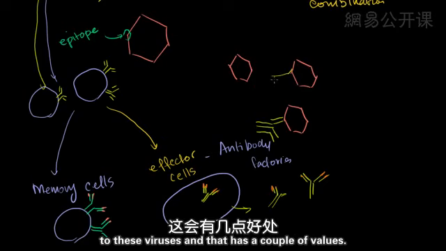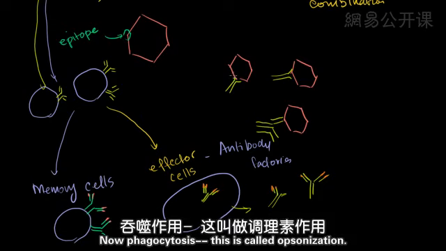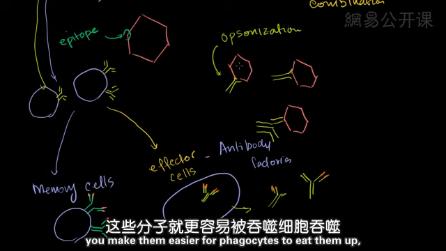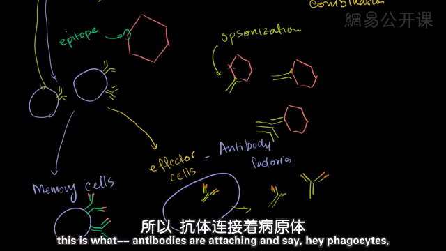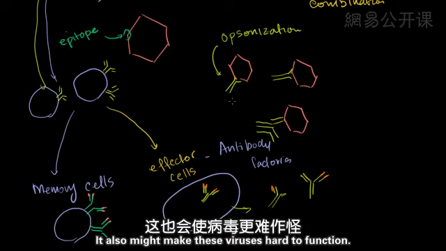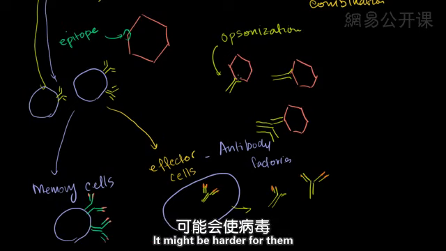I'll just draw them like that. I don't want to spend too much time drawing them. But that has a couple of values to it. One is it essentially tags them for pickup. Now, phagocytosis, this is called opsonization. When you tag molecules for pickup and you make them easier for phagocytes to eat up, this is just called opsonization. These molecules are called opsonins. Essentially the antibodies attach to them and say, hey, phagocytes, you should pick up these guys in particular. It also might make these viruses hard to function. Now you have this big thing hanging off the side of it. It might be harder for them to infiltrate cells.